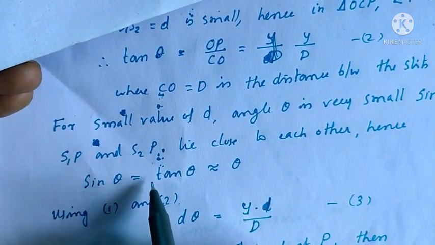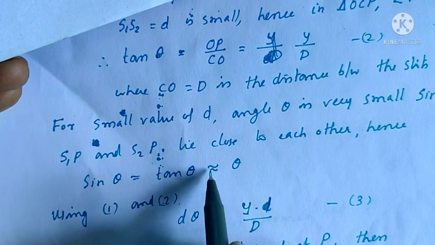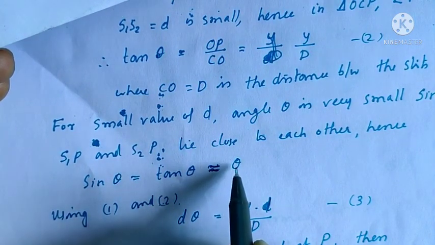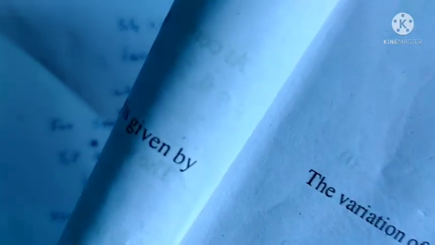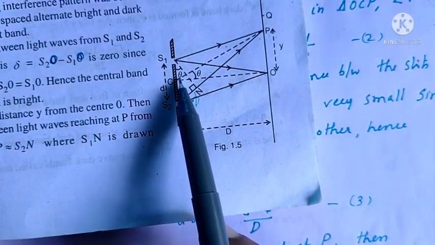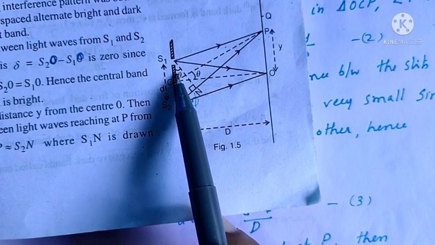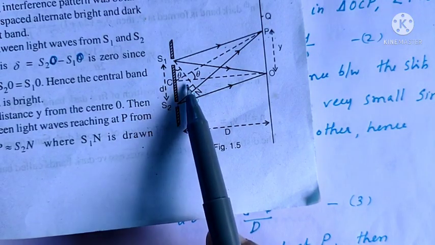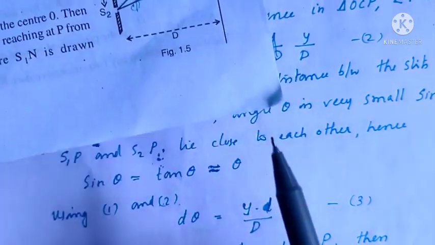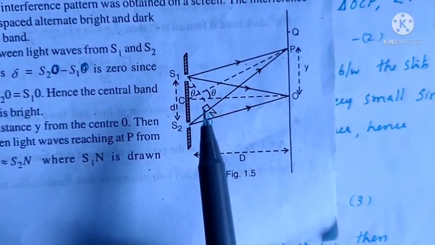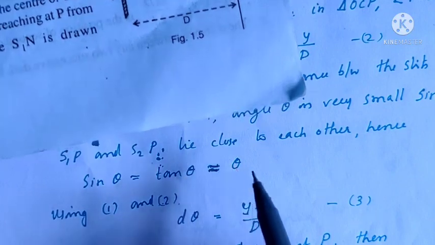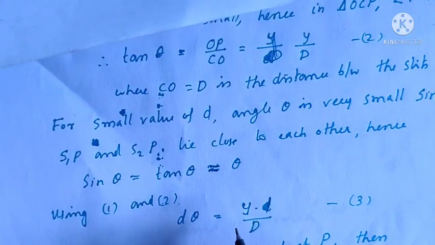Therefore, sin theta is approximately equal to tan theta, which is nothing but theta, since the angle is very small. So, from this figure, we can see that from this triangle sin theta is equal to tan theta. Both are the same, converging to the same value, which is nothing but theta, since the angle is very small.